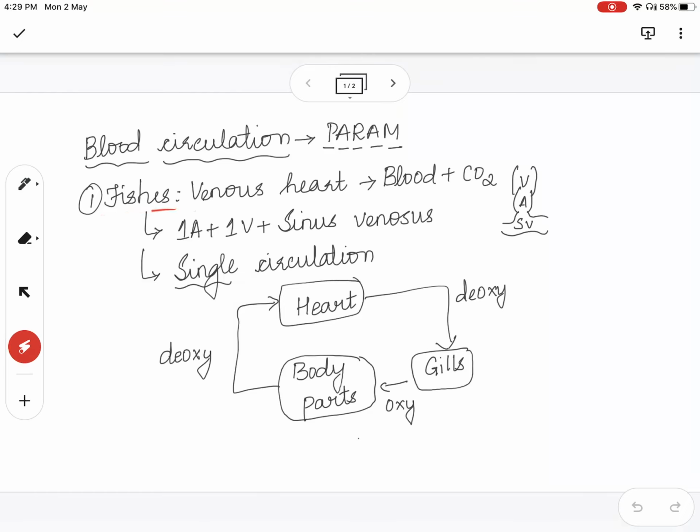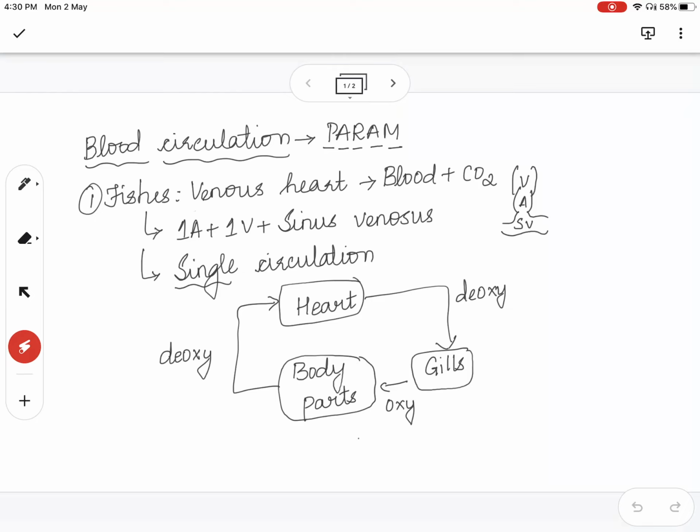Starting from fishes. Fishes have a specific category called venous heart. Now, what exactly is venous heart? Here, the blood collected with carbon dioxide, which is deoxygenated blood, is circulated inside the body system. Hence, it is called venous heart. Apart from that, they have one auricle and one ventricle and also a specific structure called sinus venosus. A diagrammatic representation is also shown here. The sinus venosus is present at the topmost region of the auricle.